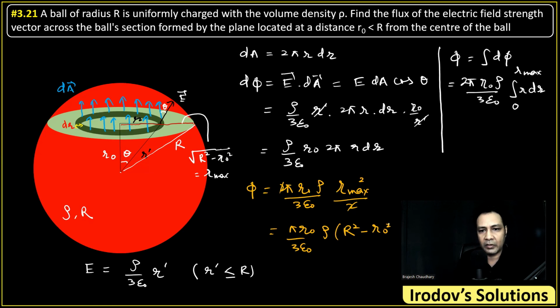So this is what I've got as the final answer for the flux crossing through the ball section formed by the plane located at a distance r naught from the center. And this is my answer.